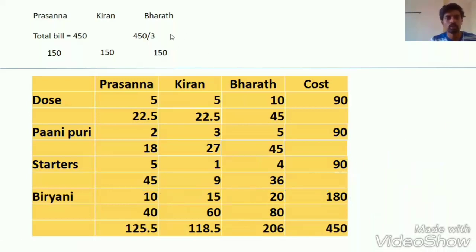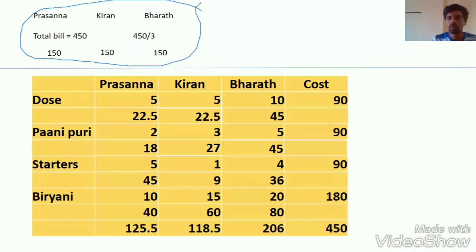Now see here, we got two accountings. One is traditional costing. In traditional costing, we simply divided the total bill by the number of persons. That's how we got 150 rupees. This is costing under a traditional approach. But this table shows costing under the ABC approach, activity based costing. According to activity based costing, the cost will be determined based on the number of activities.